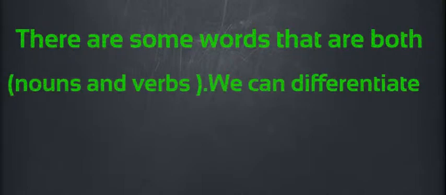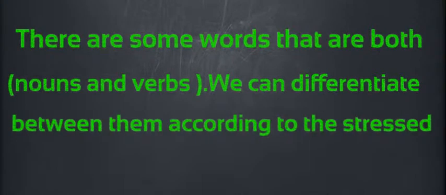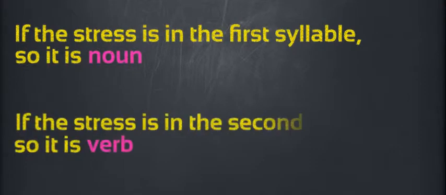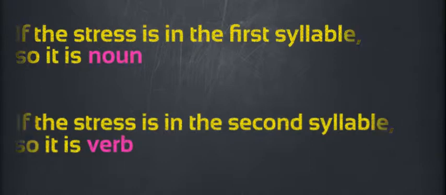There are some words that are both nouns and verbs. We can differentiate between them according to the stressed syllable. If the stress is in the first syllable, it's a noun. And if the stress is in the second syllable, it is a verb.